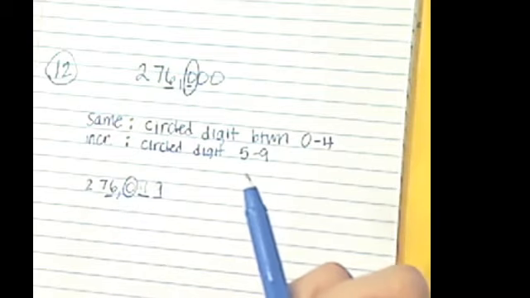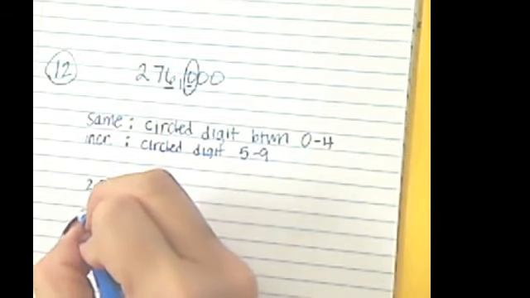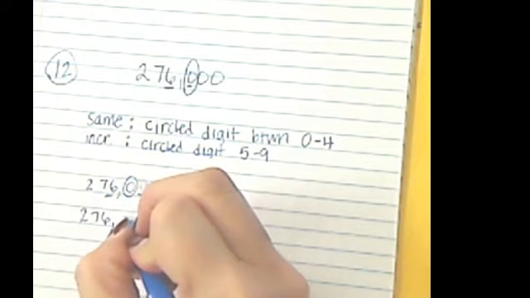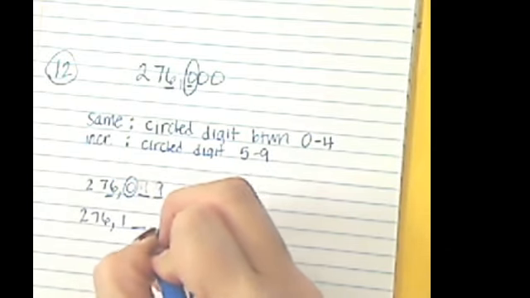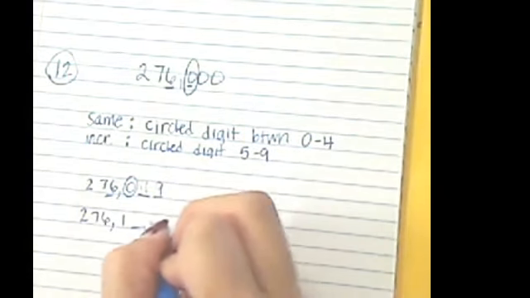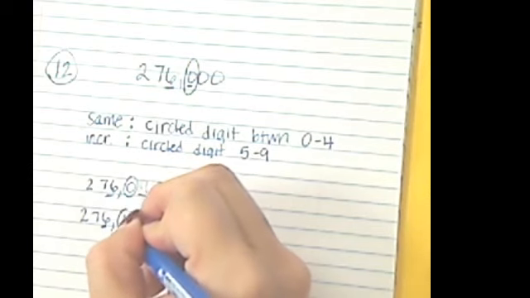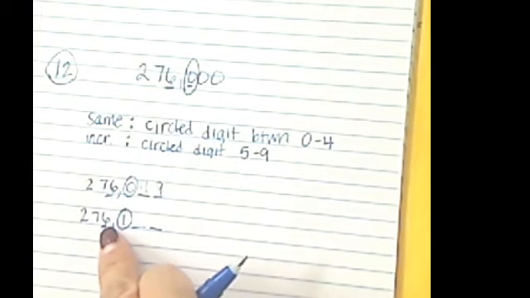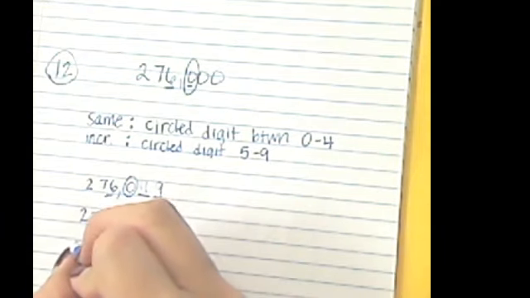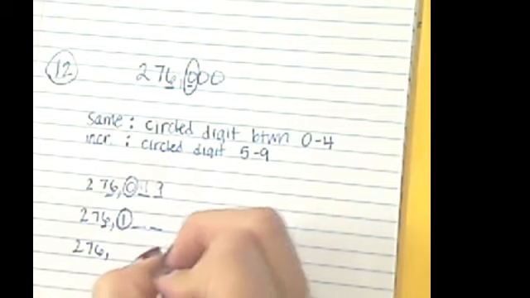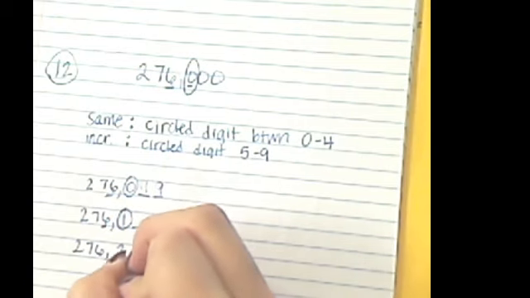Okay? What else? You could have 276,100 something. Anything could be here. And it would still round to 276,000 because this is the digit that determines whether or not this stays or if it increases. Next, 276,200 something.